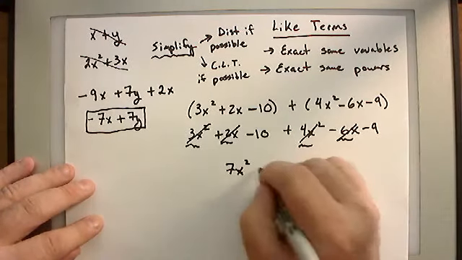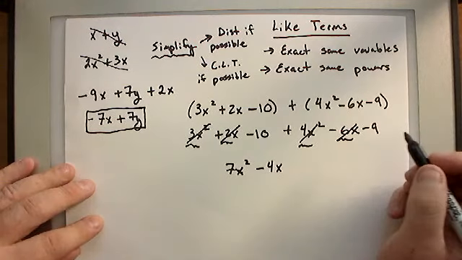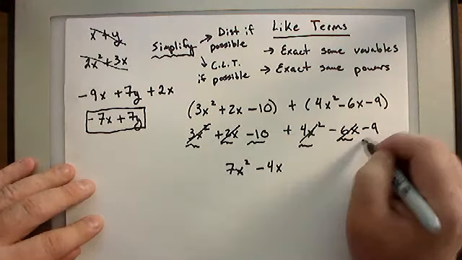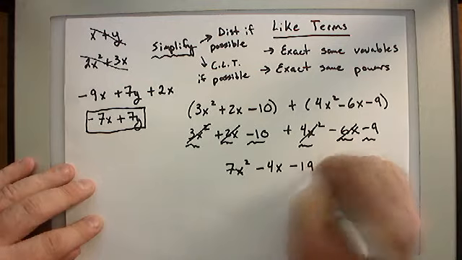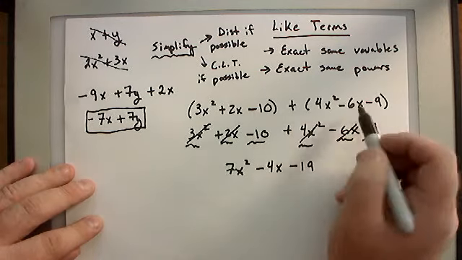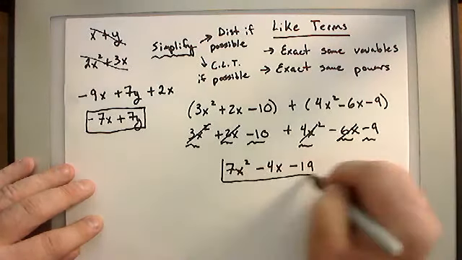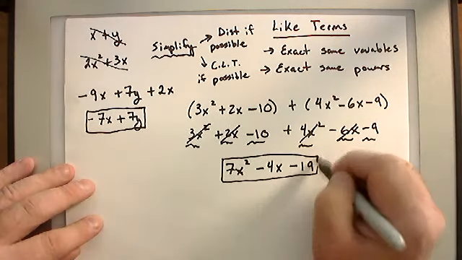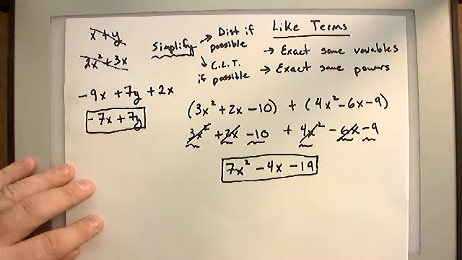Now here we've got 2x and negative 6x. 2x minus 6x, that's negative 4x. And then here we got negative 10 and negative 9, and that's negative 19. So you took this trinomial, you added it to this trinomial, and this is what you got. You simplified it, right? You didn't solve it. You couldn't go much further with it. You just simplified it. That's it.